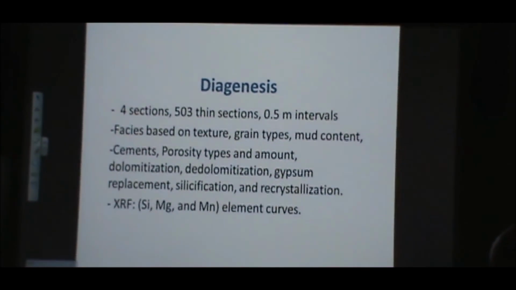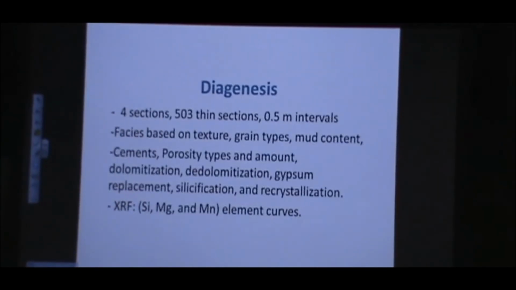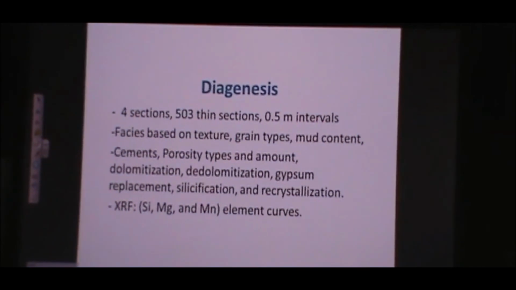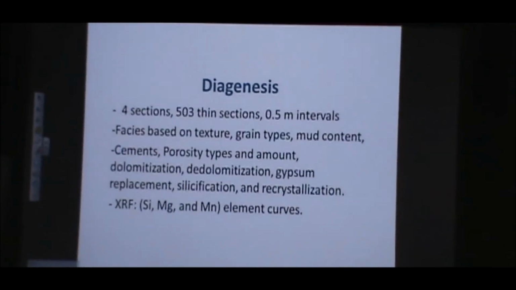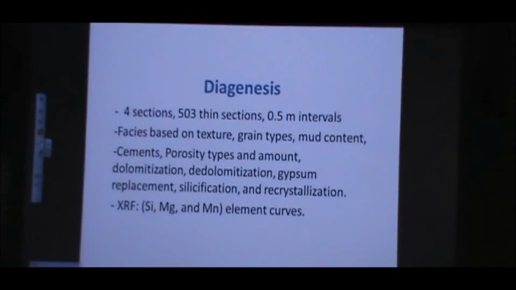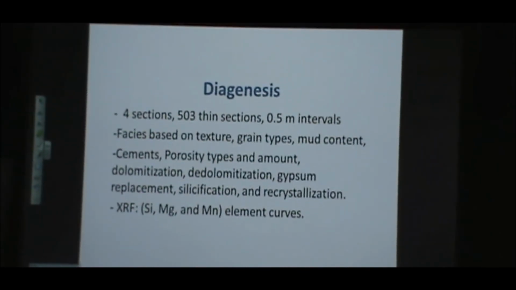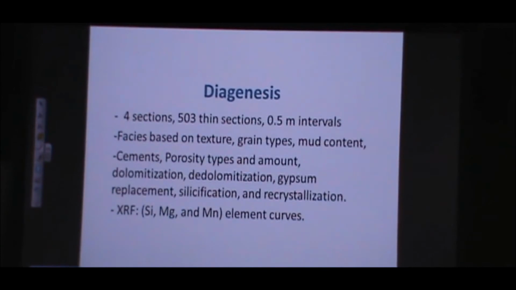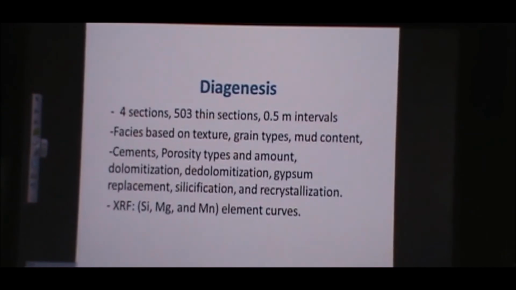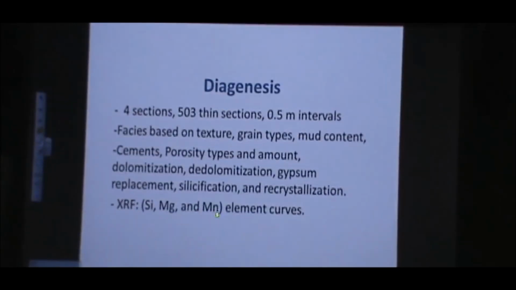Diagenesis part: in the diagenesis, we did 4 sections and 4 measured sections, and we had 503 samples, and the same thing again, 0.5 meter interval. What we did, we defined facies, textures, grains, cements, porosity types, and diagenesis, like dolomitization, dedolomitization, replacement, and we added the XRF: silica, magnesium, and manganese.